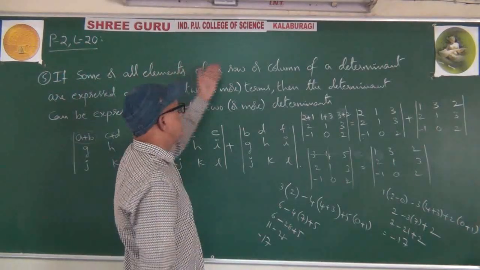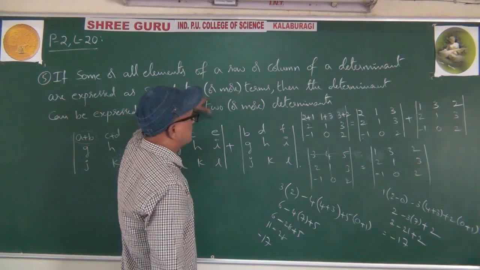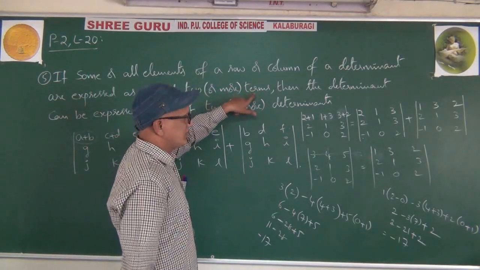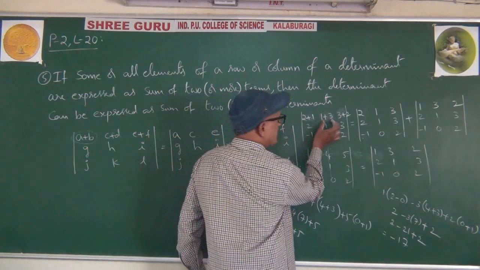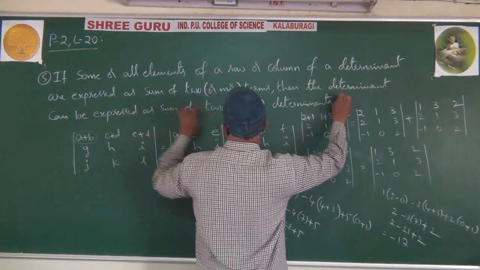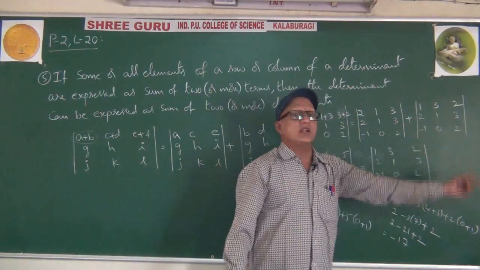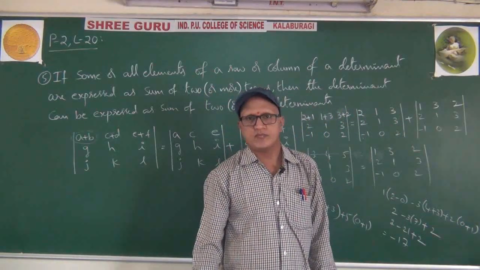If some or all elements of a row or column of a determinant are expressed as sum of two terms, then the determinant can be expressed as sum of two determinants. Okay.